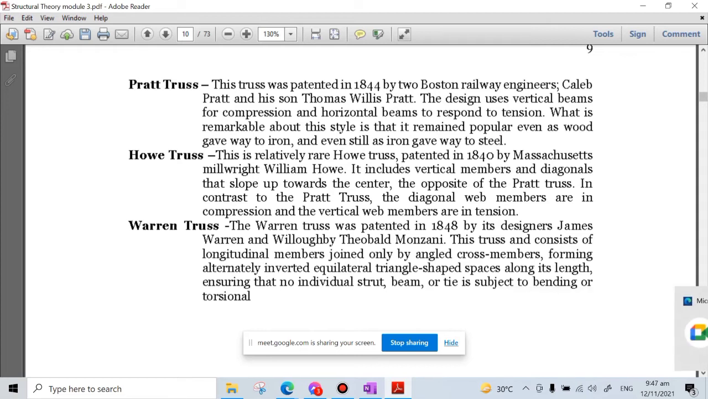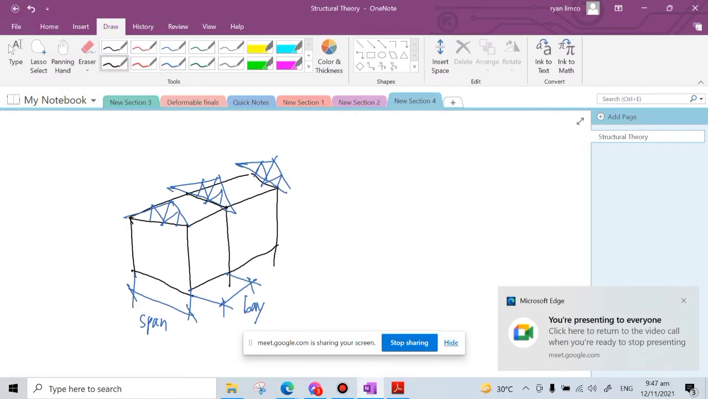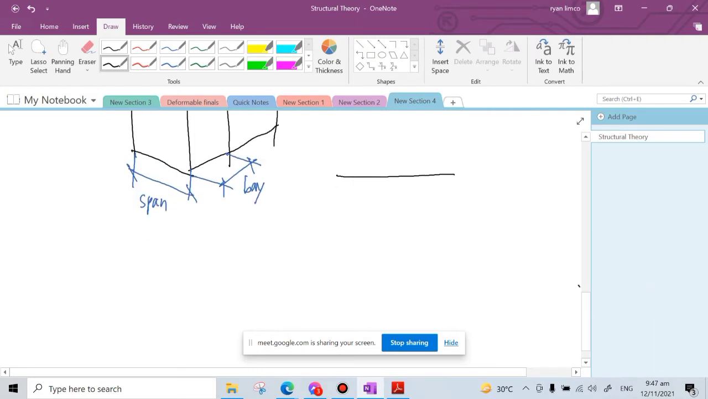So, si Pratt Truss, sinasabi niya dito that the design uses vertical beams for compression and horizontal beams to respond to tension. What is remarkable about this style is that it remained popular even as it would give way to iron and steel. The iron gave way to steel. Pag sinabing Pratt truss, magkaiba kasi ito, no? Kung napansin niyo, kung nag-compare kayo ng mga mukha. Pag meron tayong roof truss, ito yung mukha ng Howe. Ito yung mukha ng Howe. Tapos, ang Pratt, kabaliktaran niya. Sorry. Ito naman yung mukha ng Pratt. Yung Pratt, dun siya nag-meet sa taas. So, si Howe, dun siya nag-meet sa baba. This is the Pratt, and this is the Howe.